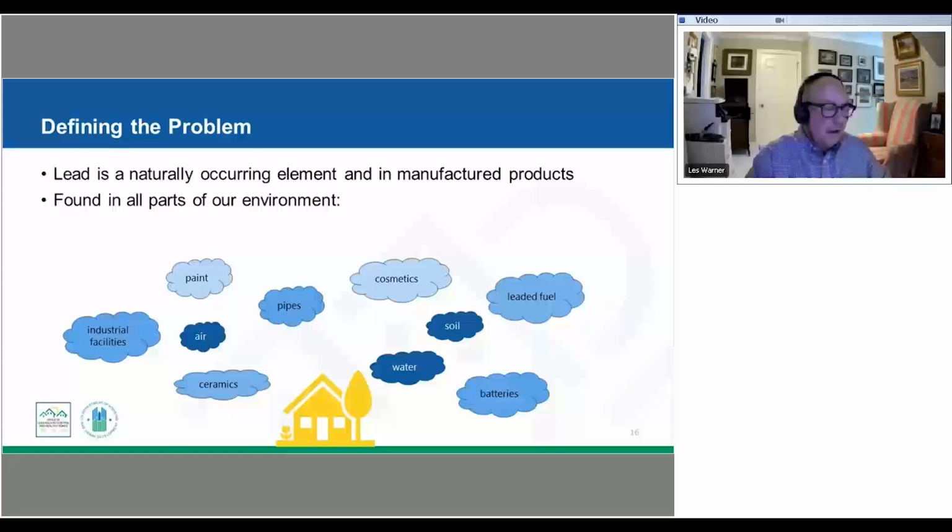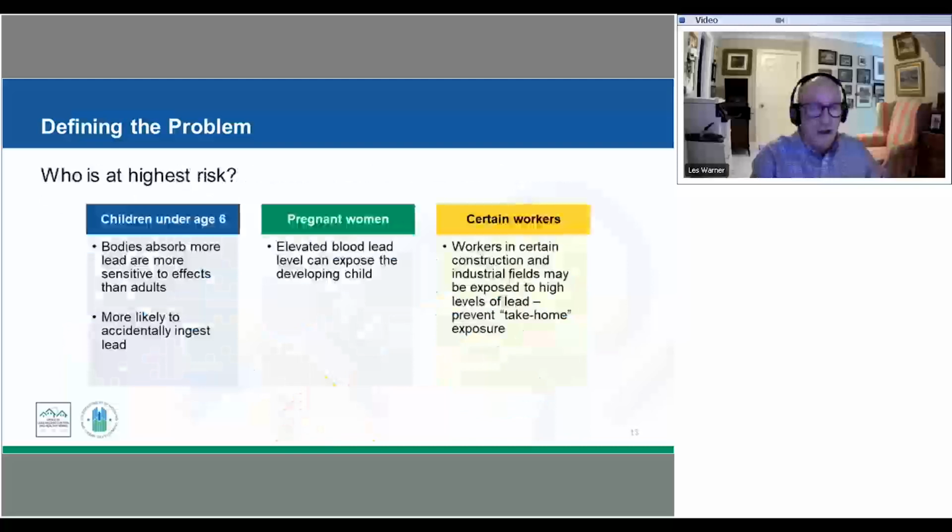And so as we are talking through this, we're going to be talking about how the lead-safe housing rule is focused on trying to protect individuals, and particularly those who are at the highest risk from potential contact with lead.